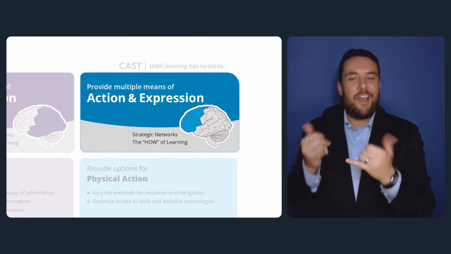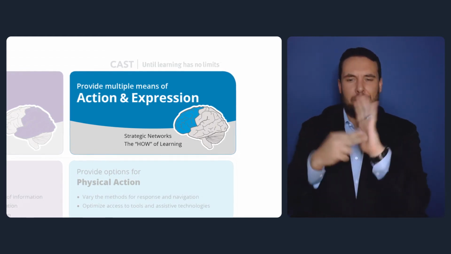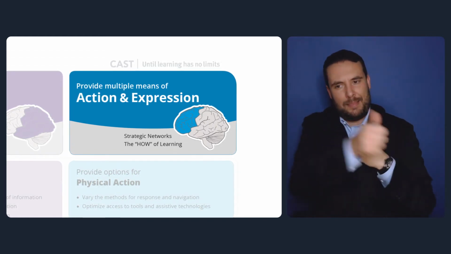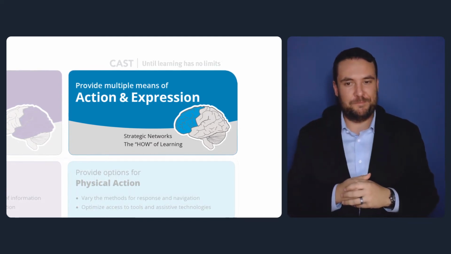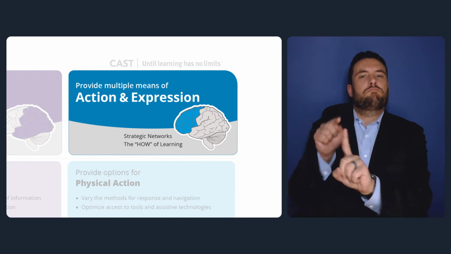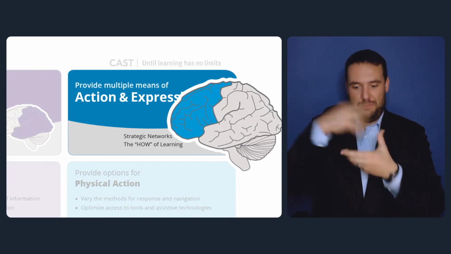Okay, so we've engaged learners, we've represented our content in multiple ways. Now we want to make sure we're providing multiple means of action and expression, that to the best of our ability, we are providing options and choices for how learners show us what they know. This principle is about making sure the strategic networks in the brain have a way to organize and act on our content.